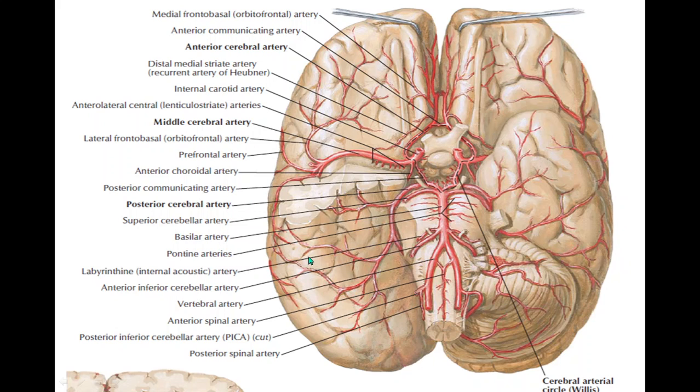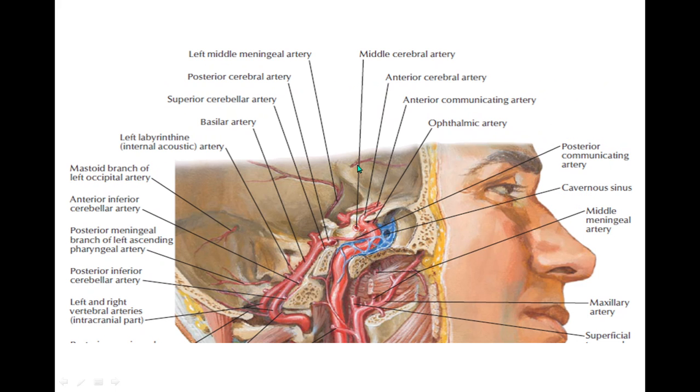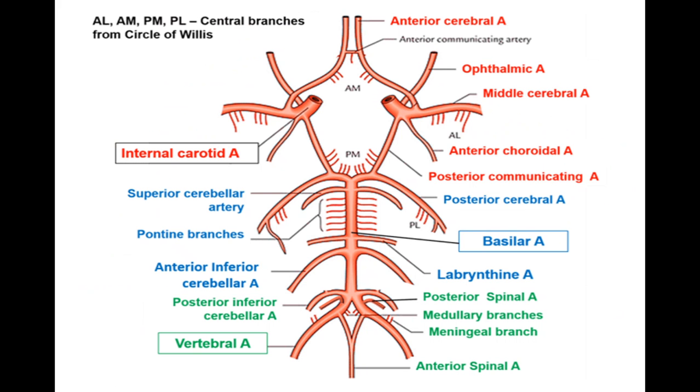Before that, let me explain a few of the other branches you see from these vessels. I will go back to the line diagram again. You see these smaller branches which are entering directly into the nervous tissue or the brain. They are called the anterior medial branches, the anterior lateral branches, posterior medial branches, and then posterior lateral branches.